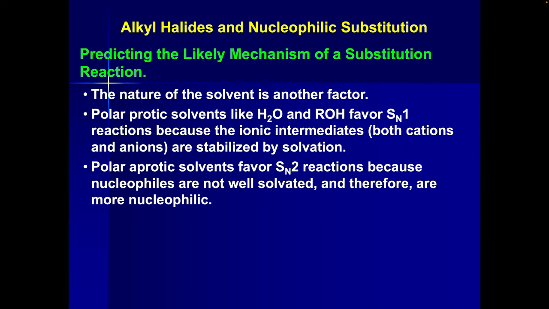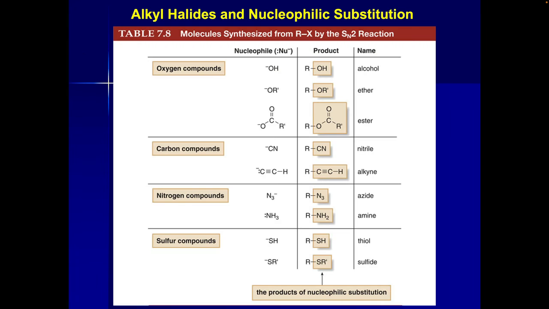So all of this to say, you've got to think of it like this. Polar protic solvents like water and alcohols favor SN1. Polar aprotic solvents favor SN2. Can I do an SN1 in polar aprotic solvents? Yes. But the reaction would be sped up if I used a polar protic solvent. So keep all that in mind.